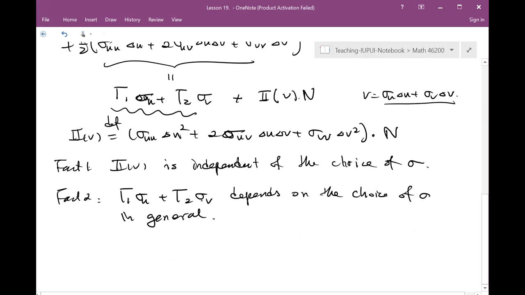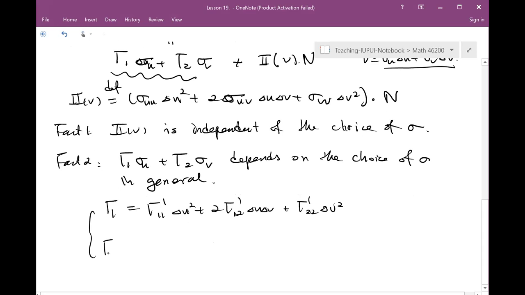So the question is, what are gamma 1 and gamma 2? How do you find them? In order to determine them, how do they look? Because we can express it in the form like that. We can also express sigma.